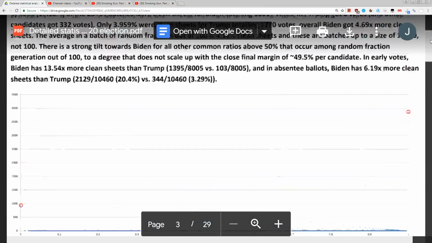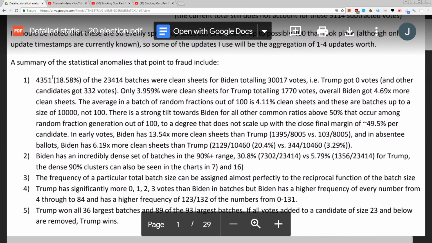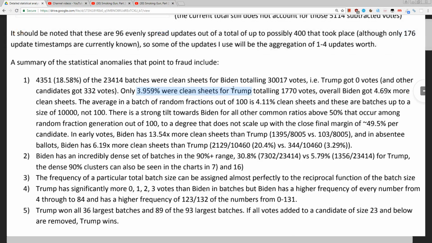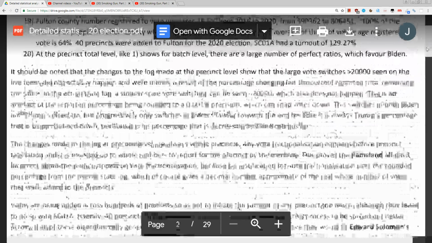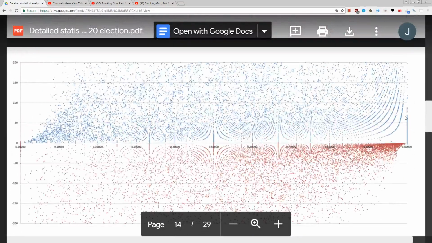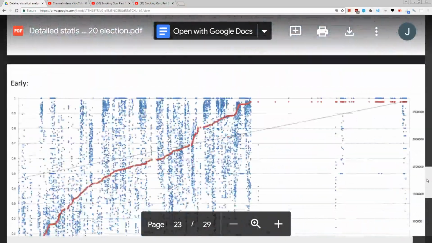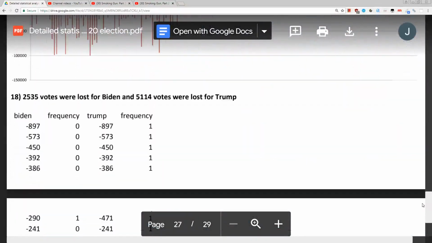You can compare that to overall. Biden has 18.58% of all tabulations at 100% for Biden. 3.95% were 100% for Trump. Very skewed. And you can see it, the big line here. You can see the big line, which also seems to hit every single number. And that's just about it, I think.